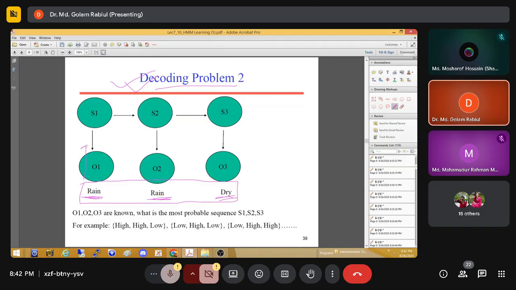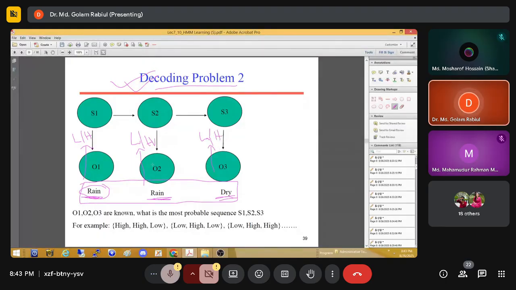On day 1 we observe the rain, but maybe the atmospheric pressure is low or maybe high. We don't know about that. For the second day, rain, maybe the atmospheric pressure is high or maybe low. We don't know about that. Similarly, on the third day, a dry day, we don't know whether the atmospheric pressure is low or high.